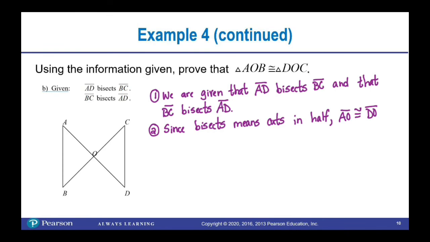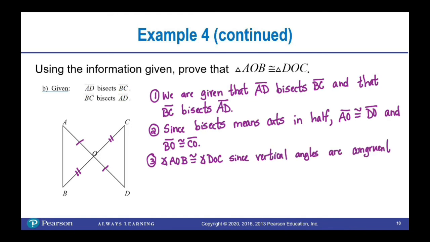Now we're told that BC bisects AD, so BC cuts AD in half. That means that AO is congruent to DO. We are also told that AD bisects BC, so it cuts it in half. That means that BO is congruent to CO. I'm going to go ahead and place my marks on my triangle. I need either a side or an angle to be able to tell that these two triangles are congruent. Once again, I've got some vertical angles. Angle AOB and angle DOC are congruent because the vertical angles are congruent. And I'm putting my mark in my triangle. So I have a side, an angle, and a side. That tells me that my two triangles, AOB and DOC, are congruent by side, angle, side.